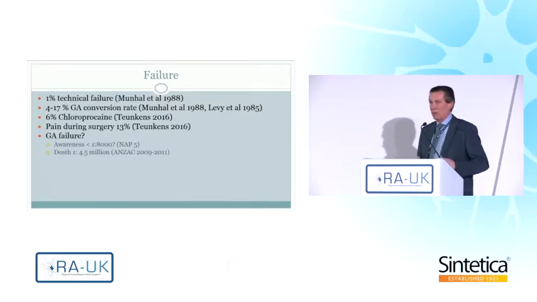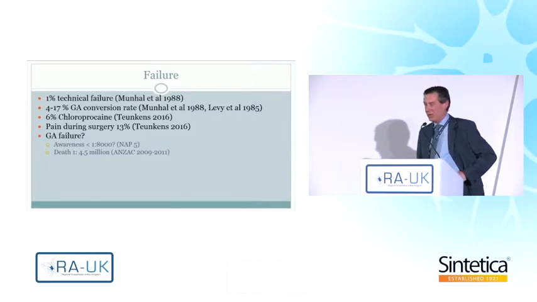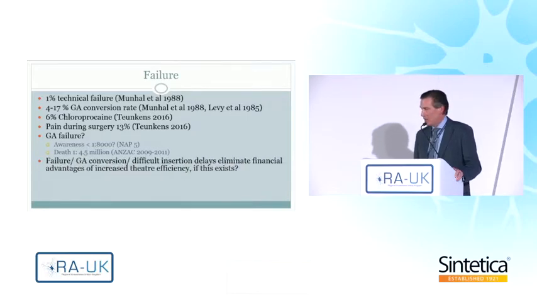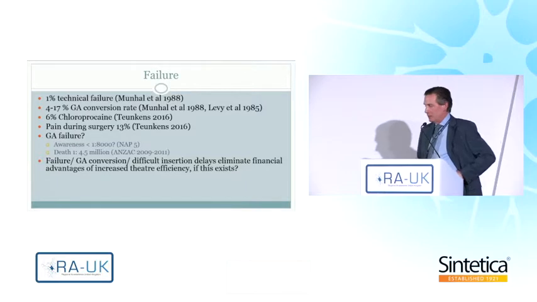And the other thing is about death. Ollie remarked on people dying as a result of having a general anesthesia, but these are ASA1 patients. The best data I could find was from the Australian and New Zealand College of Anaesthetists, with 9 million cases of general anesthesia between 2009 and 2008. There were 2 ASA1 patients dying as a result of general anesthesia, which is 1 in 4.5 million. So failure, GA conversion, difficult insertion, all cause delays, and in my view, they eliminate any financial advantage of increased theatre efficiency, even if these financial advantages exist.